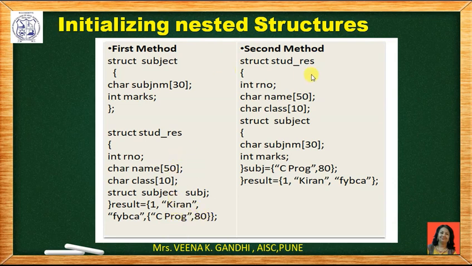Now in the second method, we define stud result. Inside that we define the members roll number, name, class, and then completely include the inner structure here. So character subject name, 30 marks, and close the inner structure. After that we create the variable subject. Initialize here only: C programming and 80 will be subject name and marks. After that close the outer structure and then create the variable result. Initialize with 1 as the roll number, name, and then class.